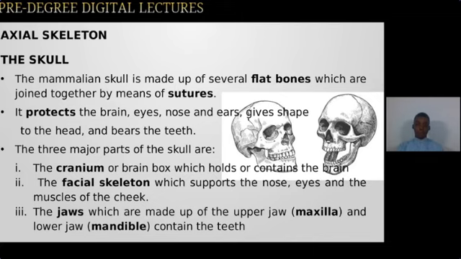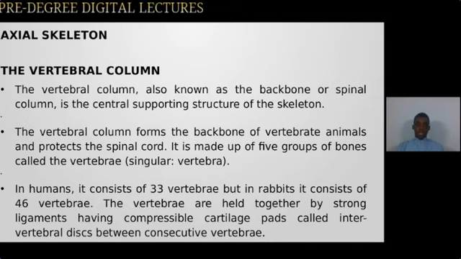Now the vertebral column, which is the second part of the axial skeleton. It's also known as the backbone or spinal column. It's a supporting structure in the skeleton. It protects the spinal cord, and it is made up of 5 different groups of bones called vertebrae. That's where we get the name vertebrates, and those without this backbone are called invertebrates.